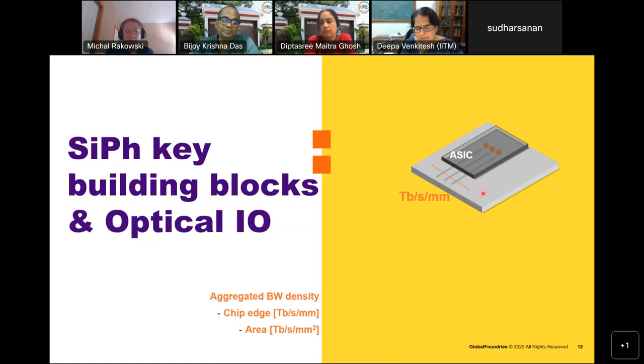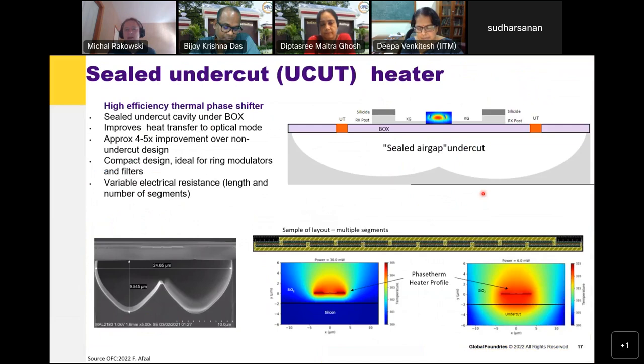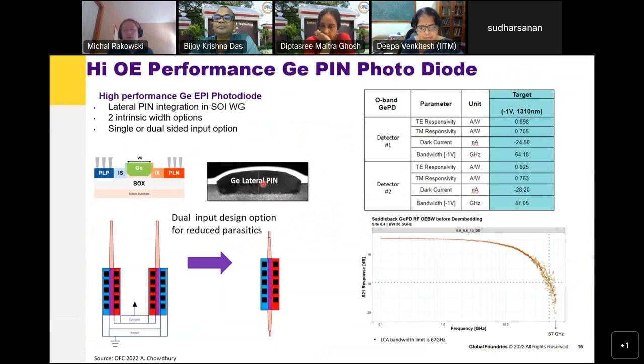The second part of the question was about matching the speed. The modulators and the detectors are a little bit different devices. One is a silicon diode modulator, the other is a germanium diode. They have different properties. What we see is that it's a little bit easier to achieve higher bandwidth on the detector. It's relatively small, and RC constant is not really limiting the speed. You can push the bandwidth very easily over 50 or 60 gigahertz.